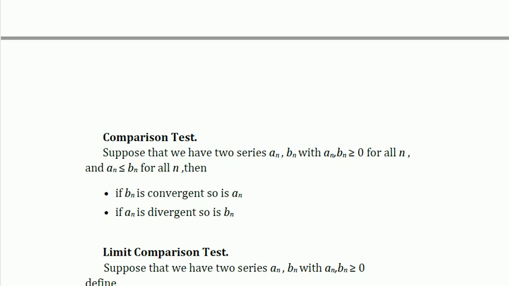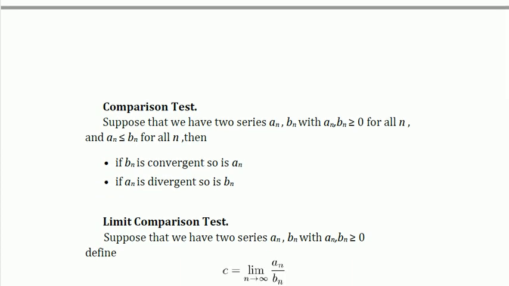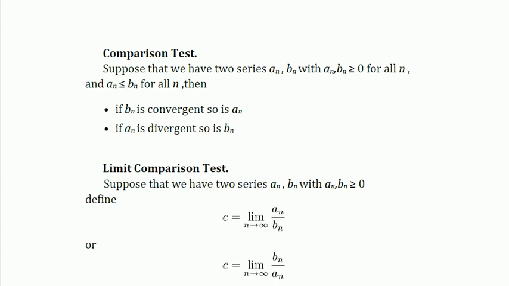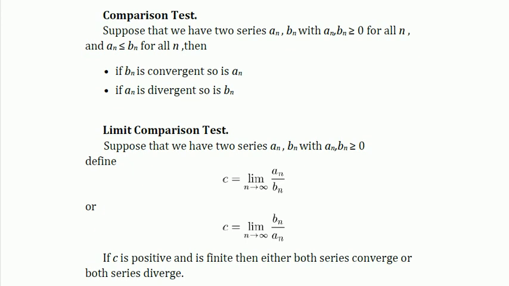The limit comparison test states that, suppose that we have two series, s of n and b of n, with s of n and b of n more than or equal to 0. Define C, which equals the limit of s of n over b of n as n approaches infinity, or the limit of b of n over s of n. If C is positive and finite, then either both series converge or both series diverge.